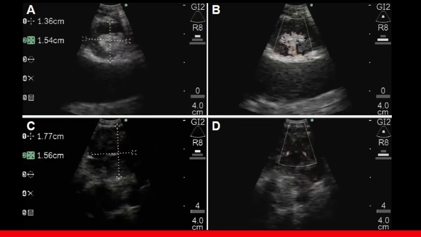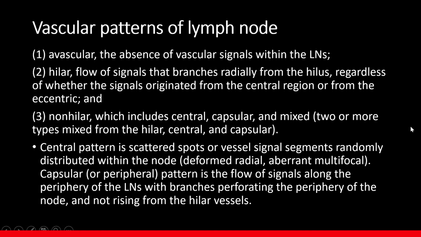These are different images on EBUS. This is a normal lymph node with central hilar structure, as you can see here, a central hyperechoic white structure. This is a round hypoechoic lymph node. It's heterogeneous, which favors a pathological origin.